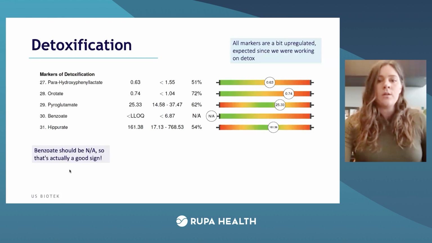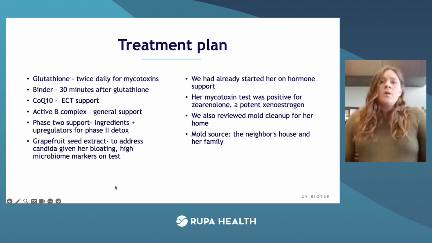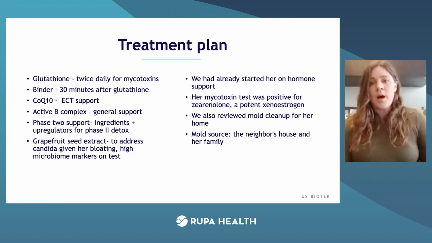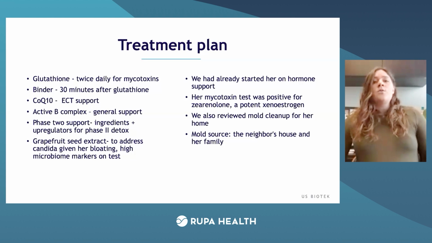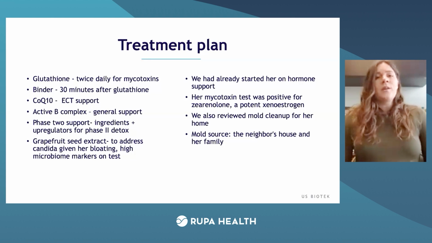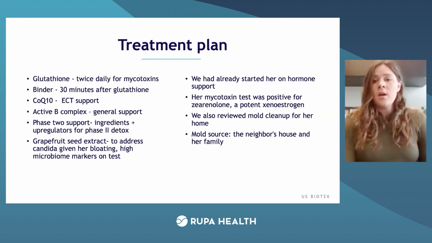So what we ended up putting together for her was this treatment plan. We reinstituted glutathione twice a day, so a fairly aggressive dose, and binder twice a day. I always dose that 30 minutes after glutathione. I stole that from Quicksilver Labs. I just think it's a brilliant way to dose it. CoQ10. I chose CoQ10 for her because we know that's the primary antioxidant for the electron transport chain, and we saw that come through on her test. And I really want to support her energy.